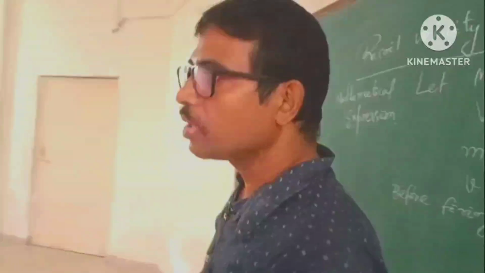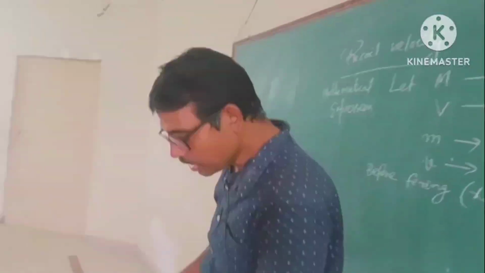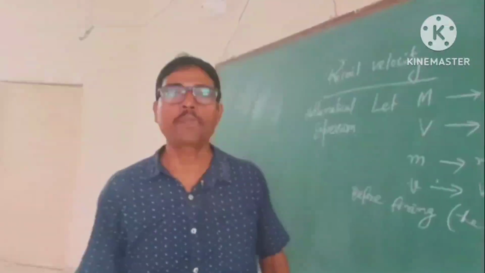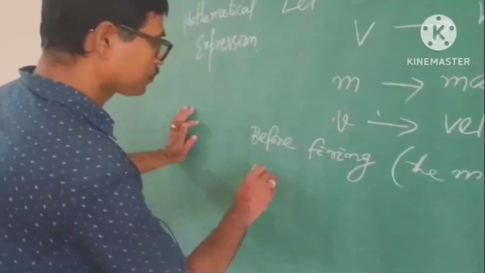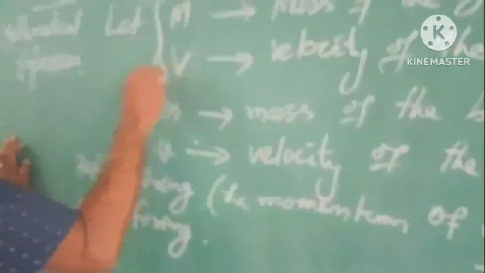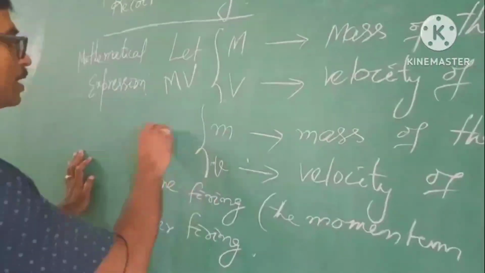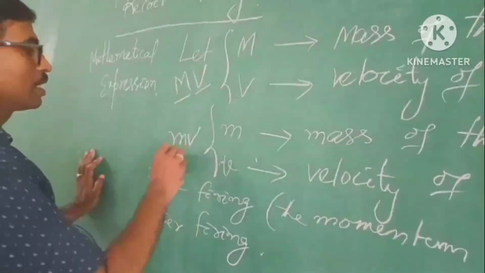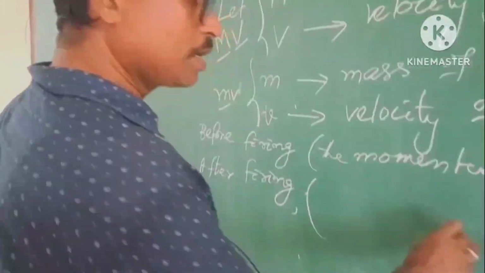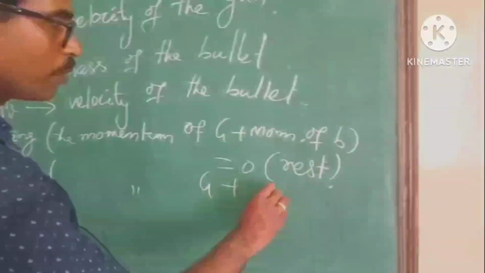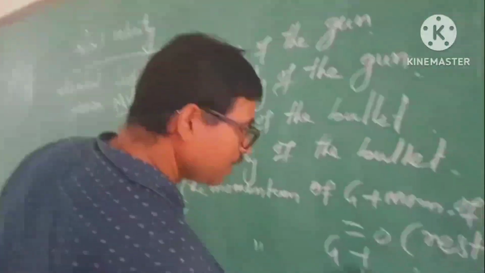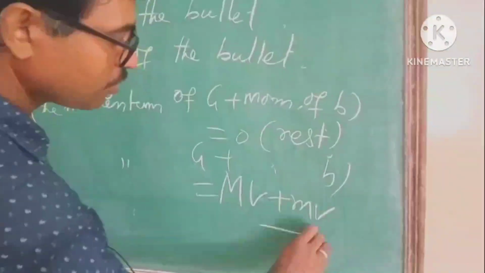Until you fire, they were at rest, so the total momentum before firing is 0, that is the linear momentum. Now after firing, the momentum of the gun is MV and the momentum of the bullet is mv, with capital M, capital V, small m, small v. So after firing, the total momentum of the system, the momentum of the gun plus the momentum of the bullet, is MV plus mv, equation 1.